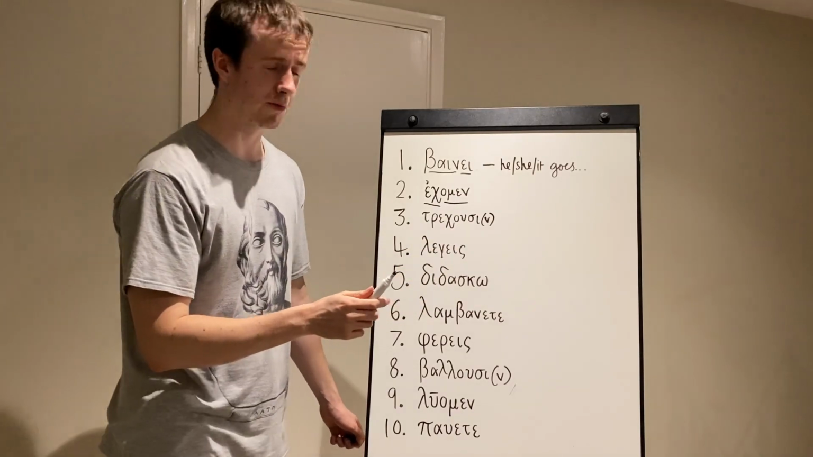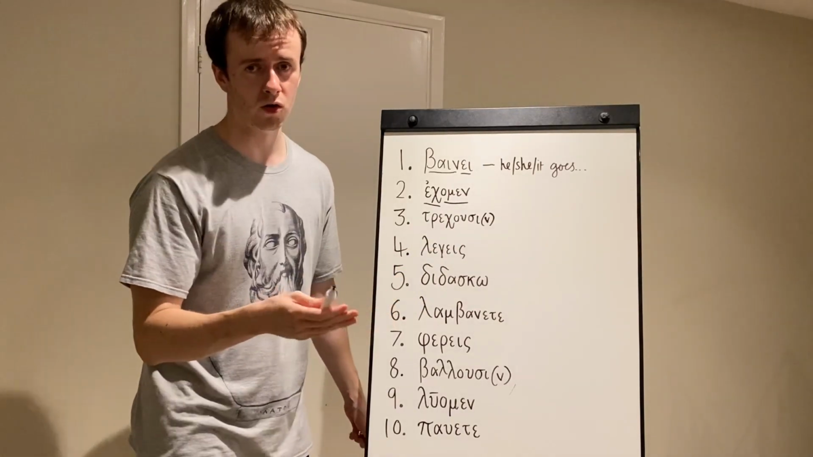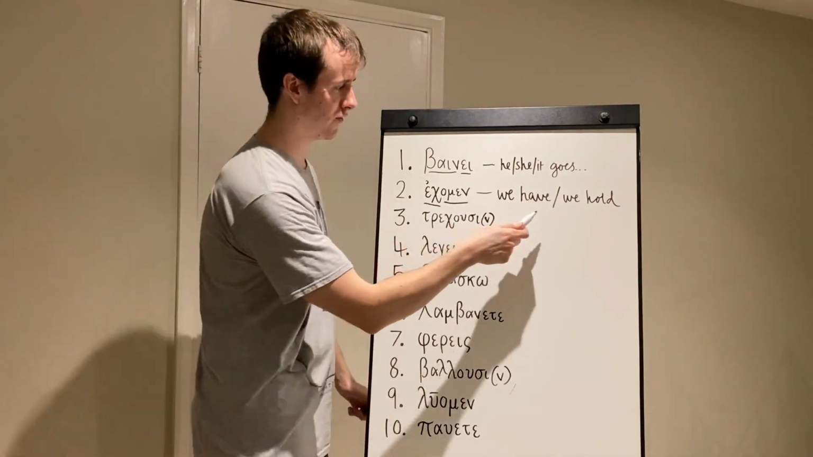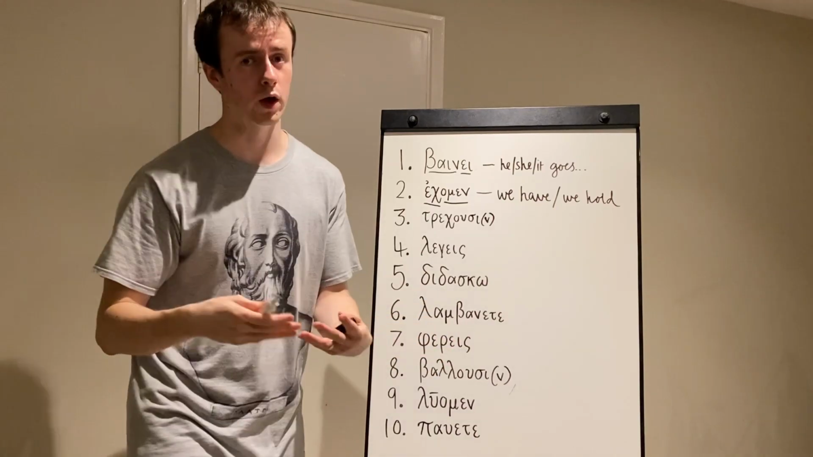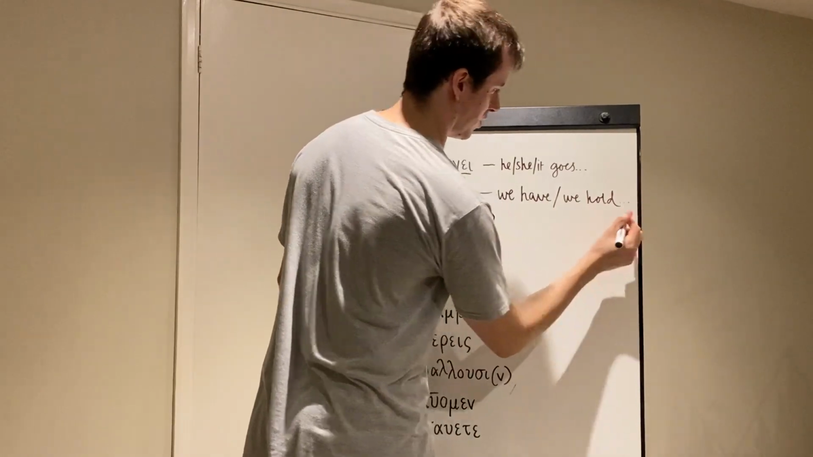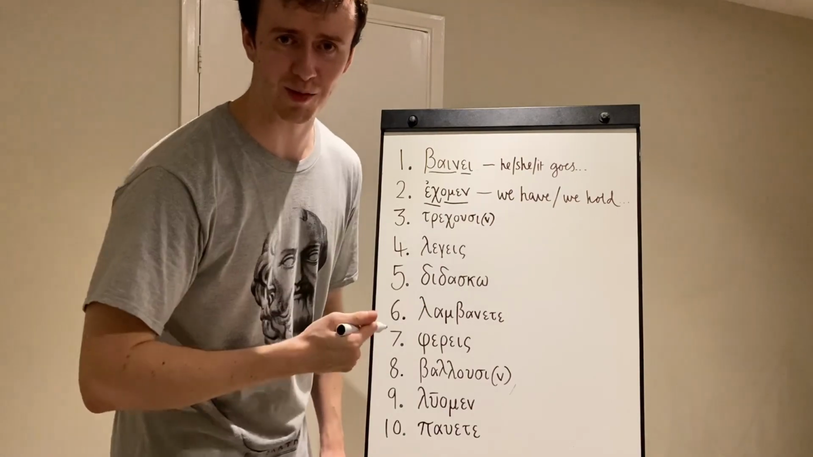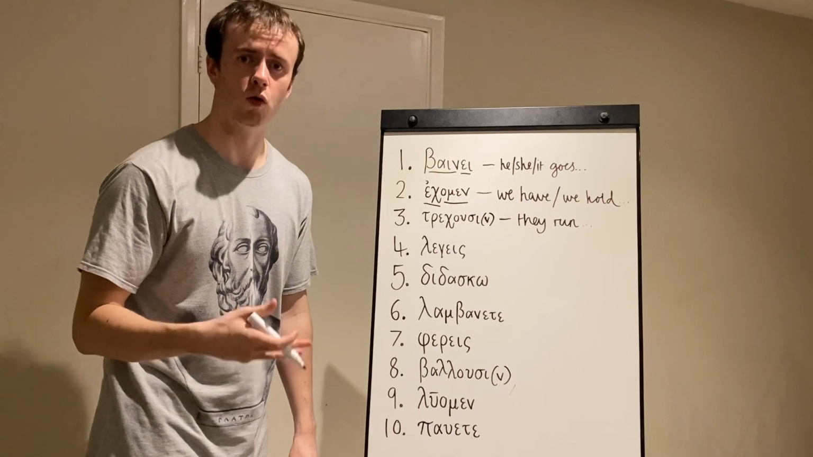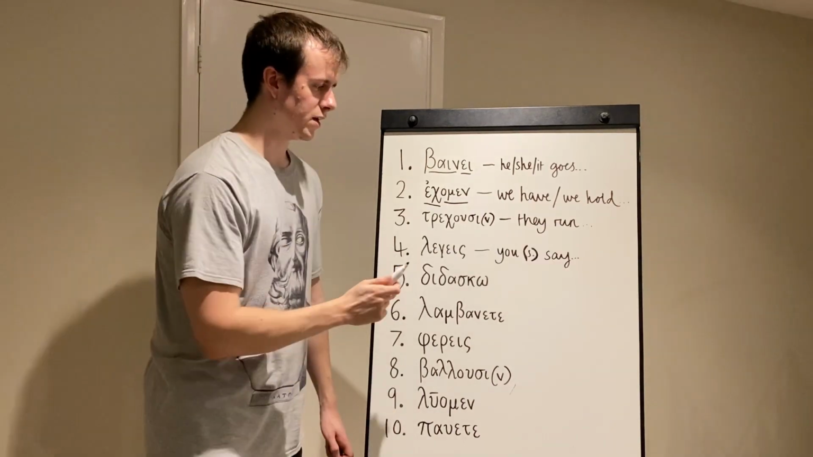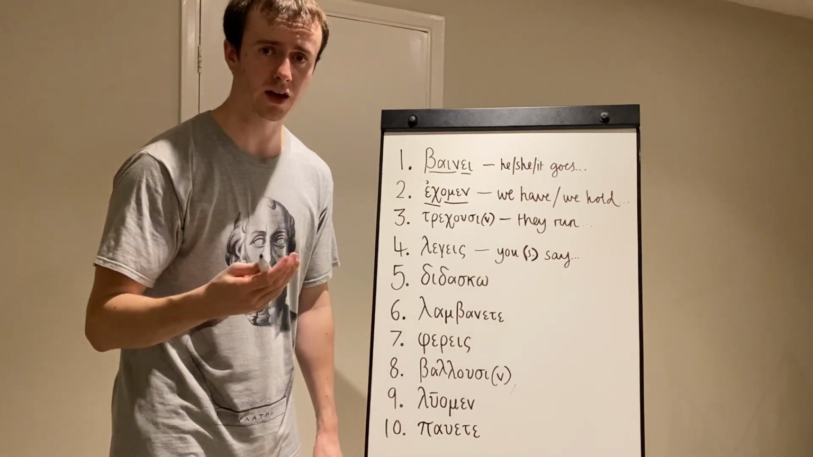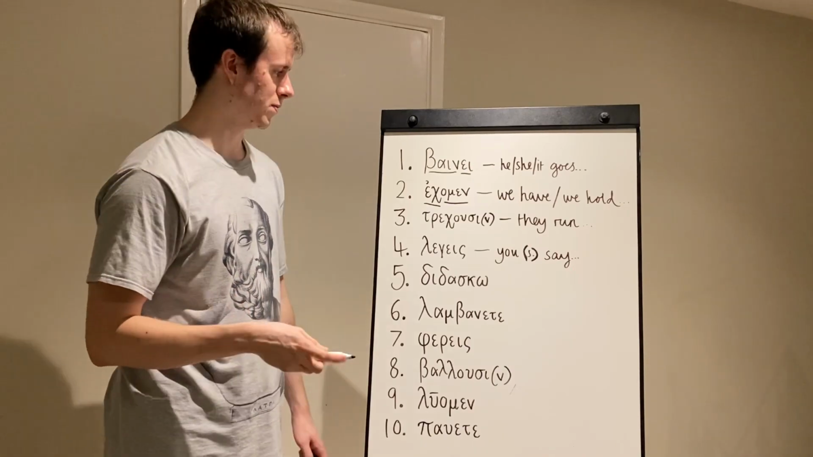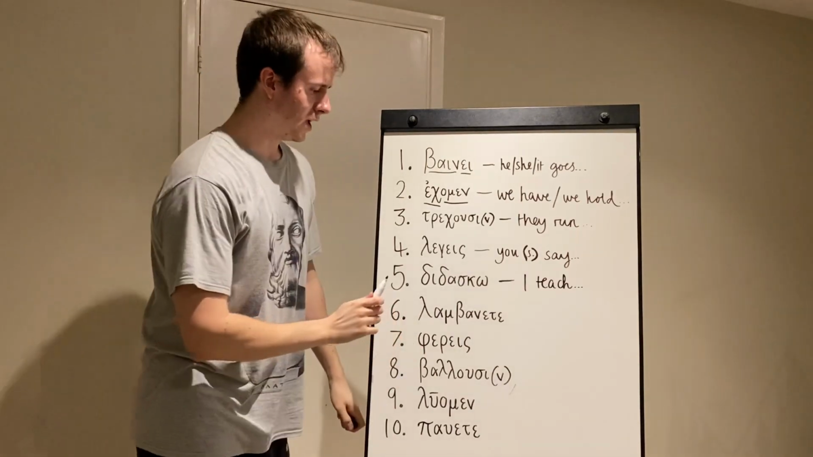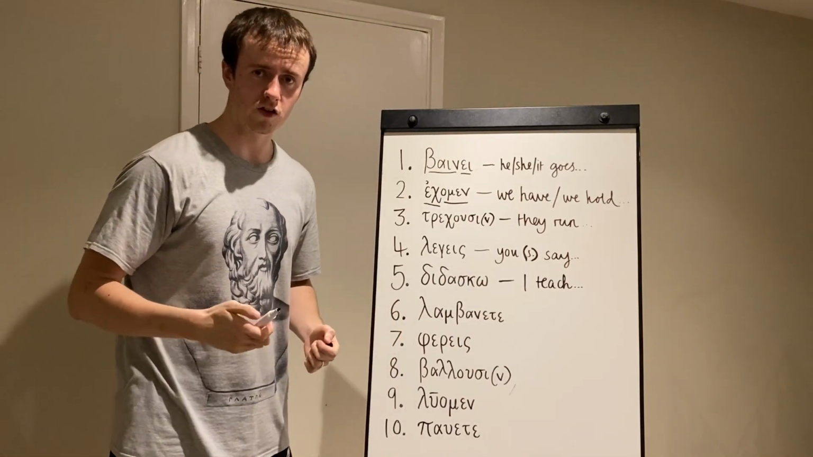Firstly, baine means he, she, it goes, or he, she, it is going. Secondly, echomen means we have, or we hold, or we are holding. I should put the dots there to signify that there are other acceptable translations. Thirdly, trechusin means they run, or they are running. Fourthly, leges means you singular say, or you singular speak, or you singular are saying, or you singular are speaking. Fifthly, didaskor means I teach, or I am teaching.